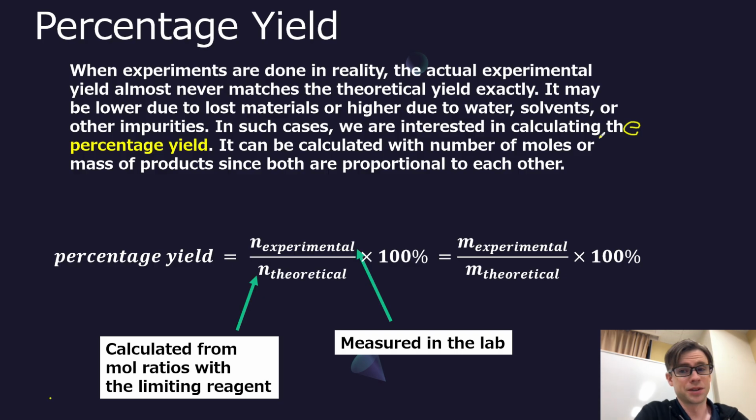Don't necessarily convert it either. You don't need to. You can just use whichever one you have access to in the moment. And the way to do it is percentage yield equals experimental amount divided by theoretical amount. You can use n for moles or m for mass. Both work because they're proportional to each other. But remember that your experimental one is what's measured in the lab in the real situation. And then the theoretical is at the bottom. That will be calculated from your balanced chemical equation and the mole ratios relating to the limiting reagent.